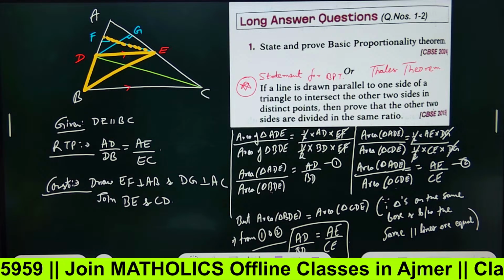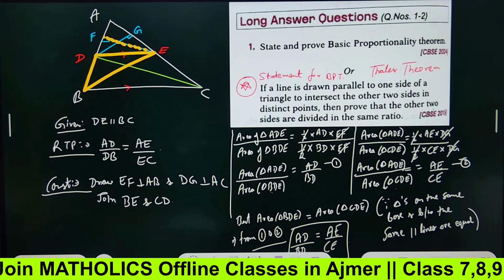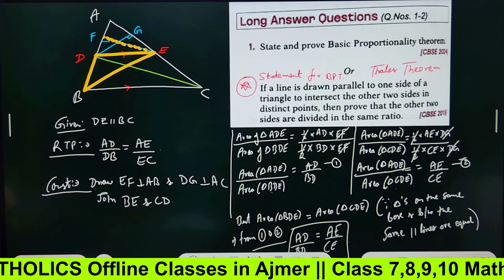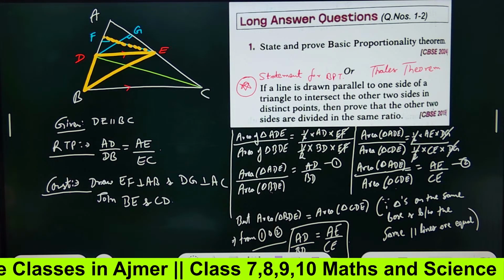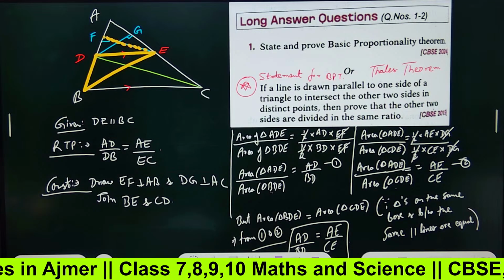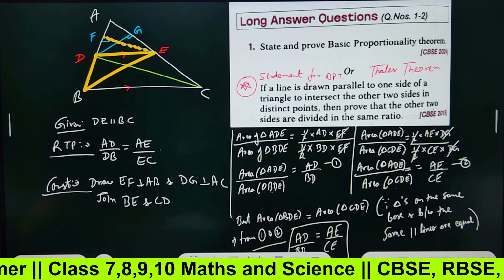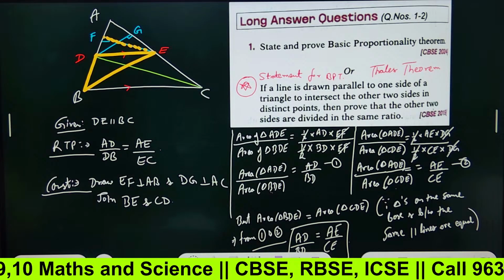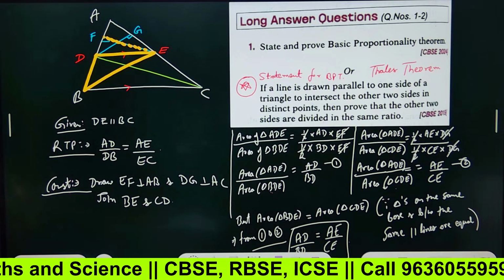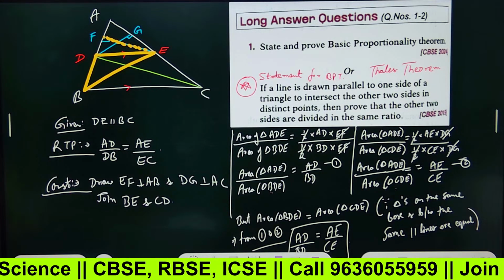There is nothing down. It's just AD upon BD equals to AE upon CE. That's it. Nothing is written on the downside. This proof you must memorize by heart. Okay, practice it 2 3 times at least.